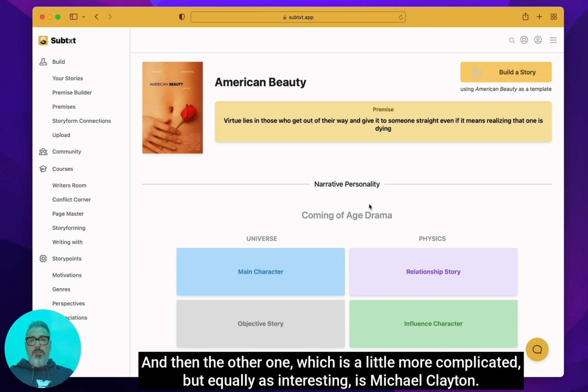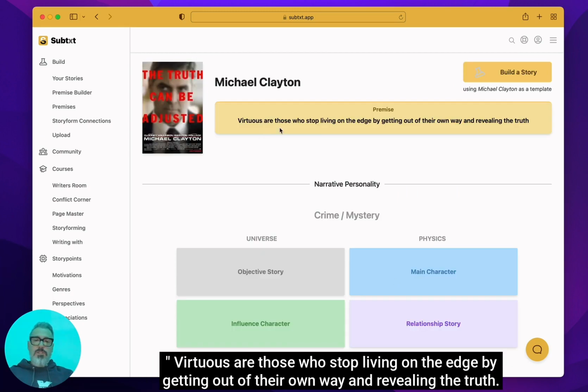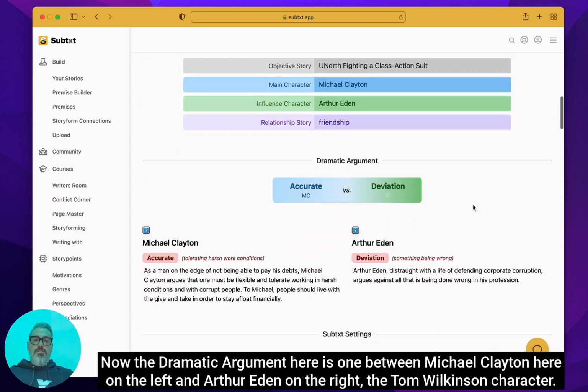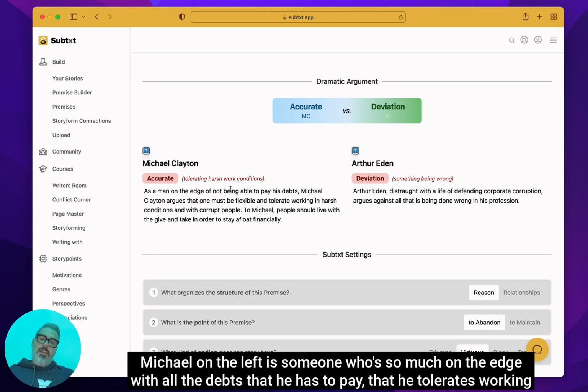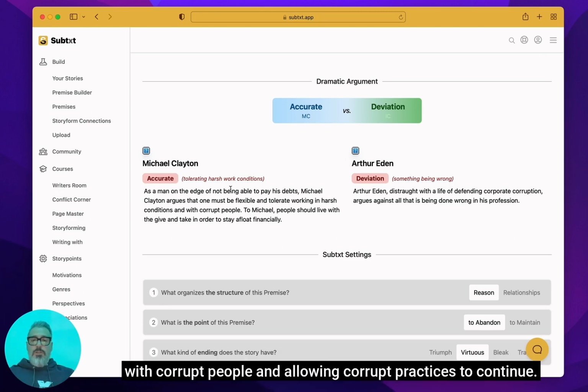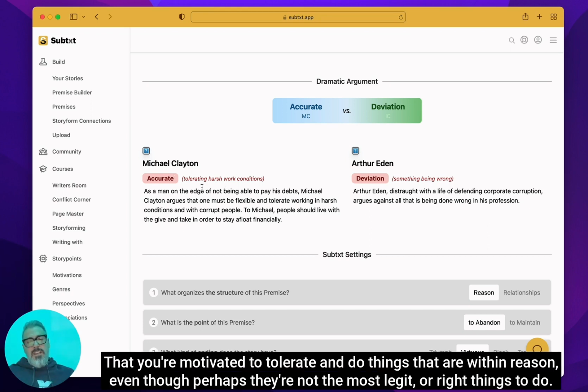And then the other one, which is a little more complicated, but equally as interesting, is Michael Clayton. Virtuous are those who stop living on the edge by getting out of their own way and revealing the truth. Now, the dramatic argument here is one between Michael Clayton here on the left and Arthur Eden on the right, the Tom Wilkinson character. Michael on the left is someone who's so much on the edge with all the debts that he has to pay that he tolerates working with corrupt people and allowing corrupt practices to continue. That's what it means to be motivated by accurate, that you're motivated to tolerate and do things that are within reason, even though perhaps they're not the most legit or right things to do.